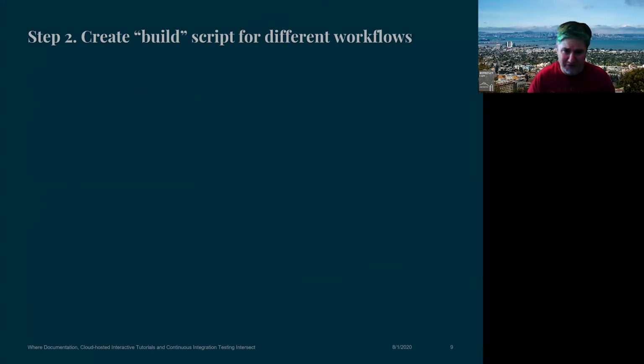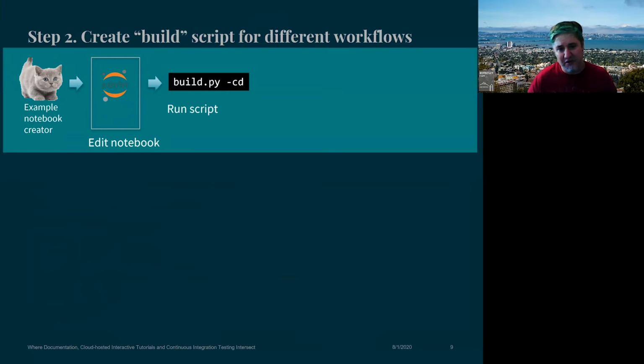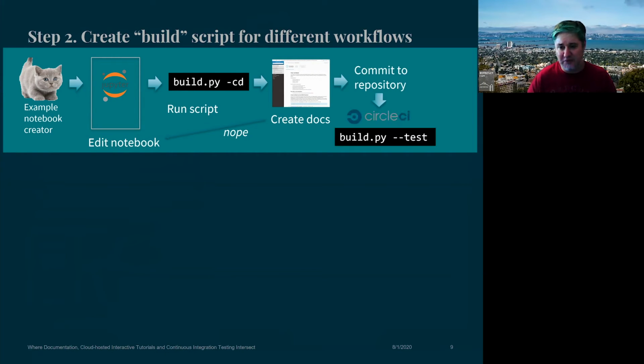So how do you get from the tags, which are all mushed together, every notebook has all these tags, to these different workflows that we have to create these different use cases? So let's say you have an example notebook creator. We created a build script that when you're editing a notebook, you can run this script, and that'll generate the documentation exactly as you would see it on the web page. And from there, the notebook creator can see whether things rendered exactly the way they're looking at them in their own notebook. And once they're happy with it, they can commit that to the repository.